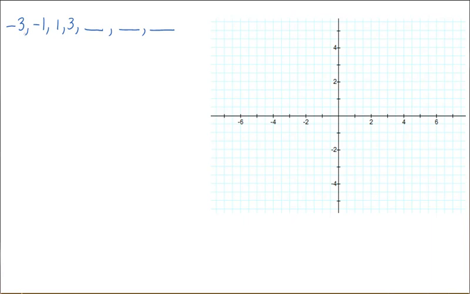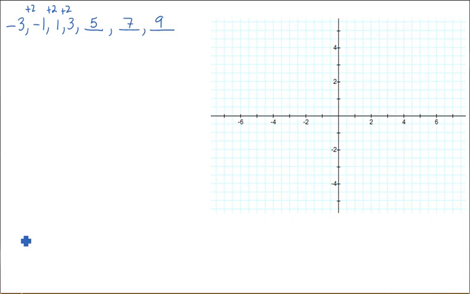Okay, so let's go ahead. Let's check what the next three numbers would be. Figure it out. Hopefully you recognize that I'm adding 2, adding 2, adding 2, so it would be 5, 7, and 9.